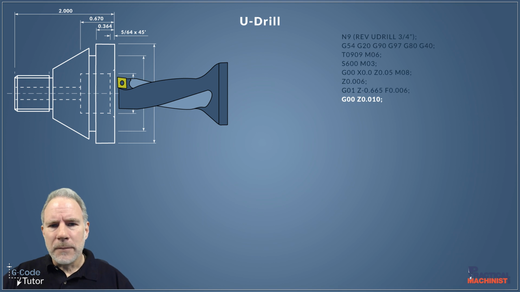Okay, so with our machining done and our hole has been bored, we can now safely rapid out. So I'm using G00 again, our rapid travel command, and I'm coming out to 10 thousandths of an inch just away from that end face there.